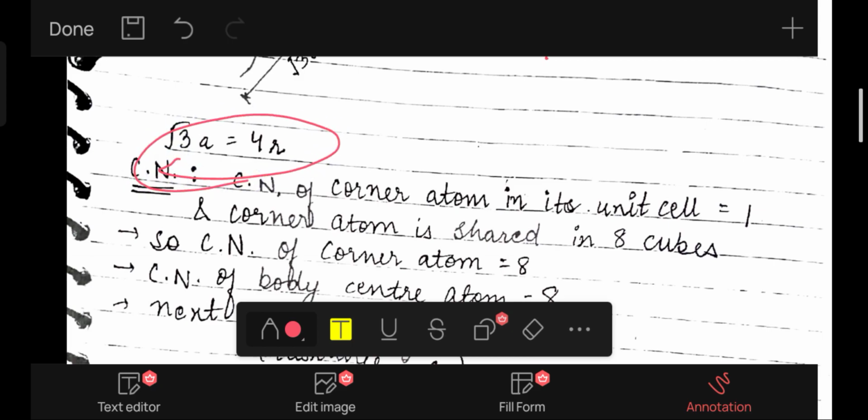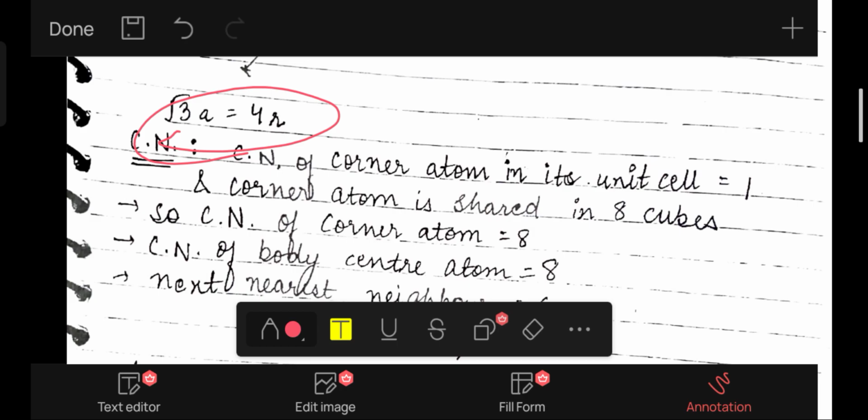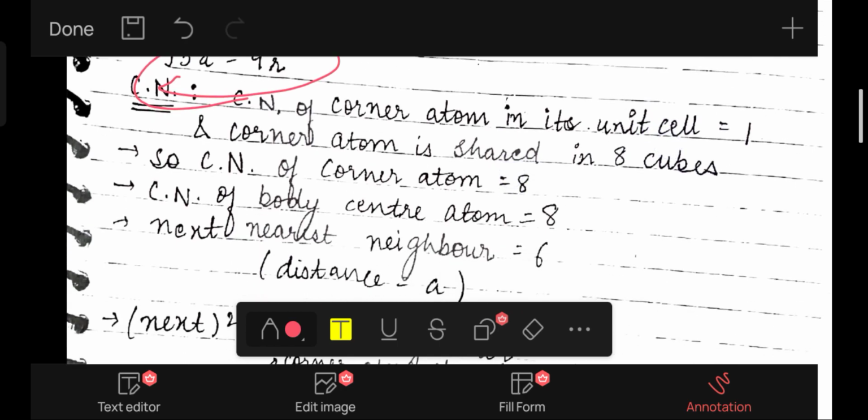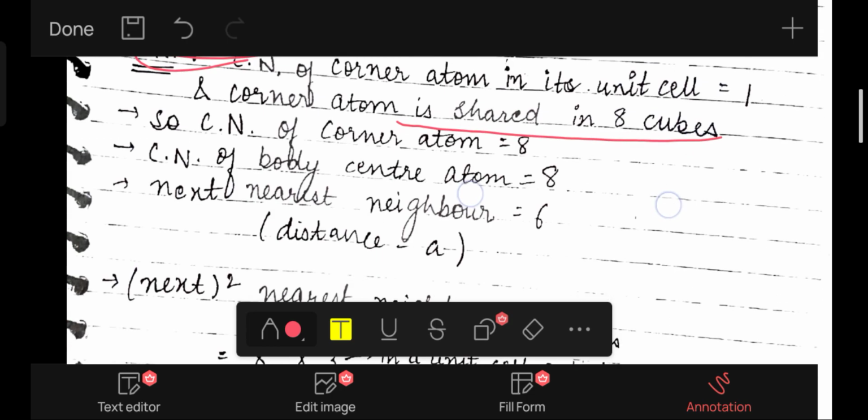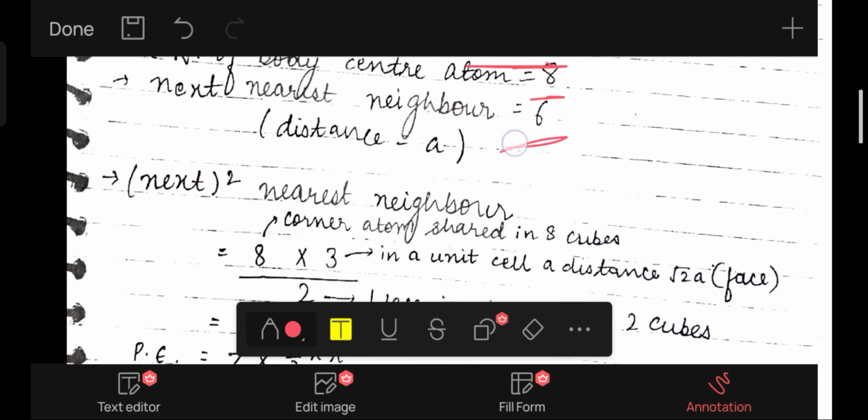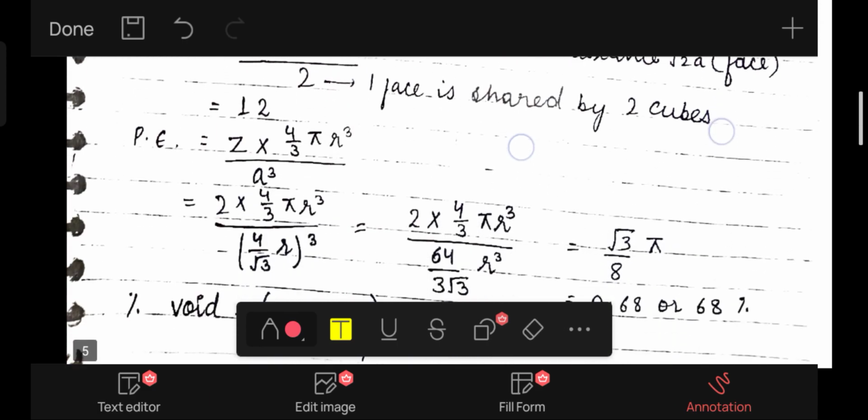Now for the coordination number, the corner atom is shared among 8 cubes. So the coordination number is 8, and the coordination number of the body center is 8. The next nearest neighbors number 6, and the distance is a. Pretty simple. Now we will be seeing the packing efficiency.